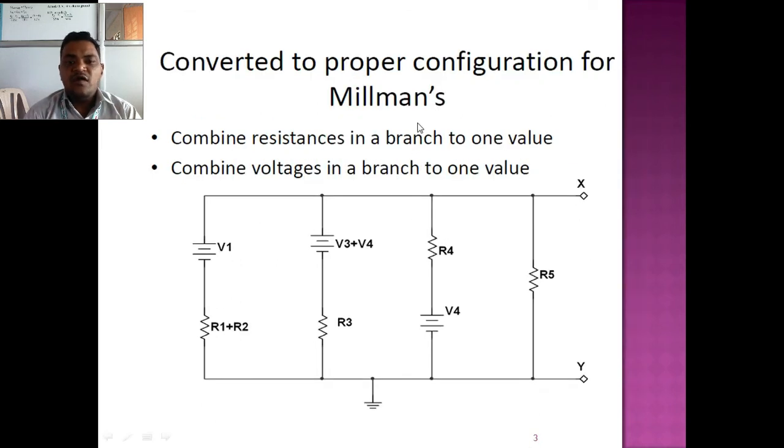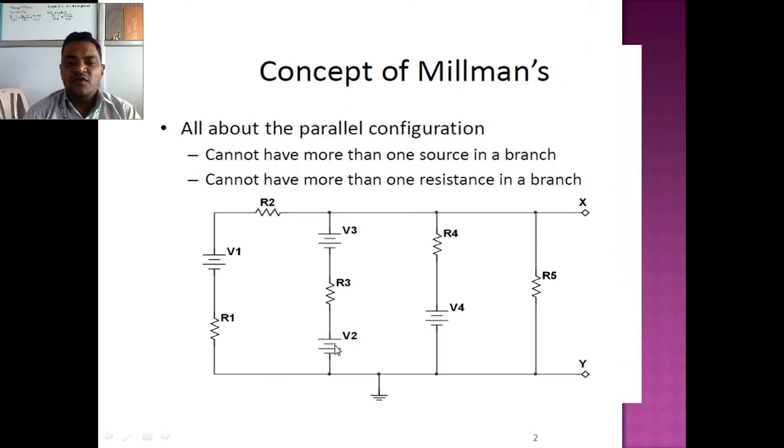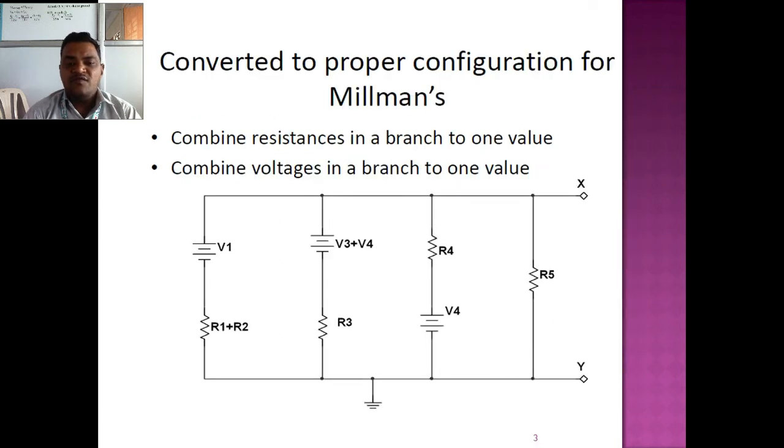So here it is converted to the proper configuration from Millman's theorem. Combine the resistances in the branch into one value, and combine the voltages in the branch into one value, meaning V3 and V4. Previously V3 and V2, these two voltage sources were connected separately. So you have to add or subtract them according to the polarity of the battery voltages. You have to compress them there. There is V3 plus V4, meaning basically V2 plus V3 will be given.